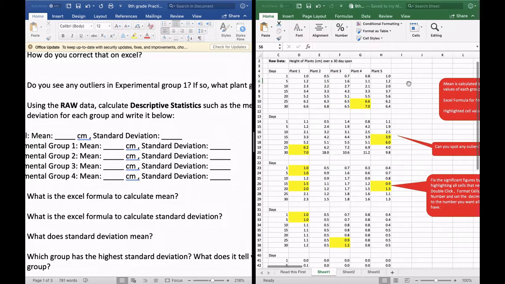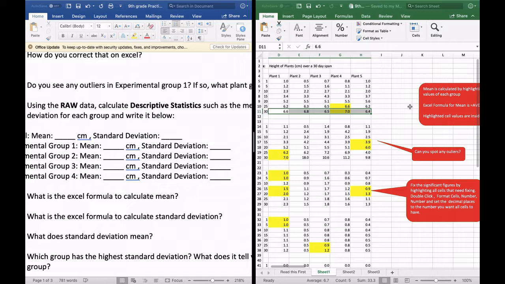So instead of having to input all of these numbers in a calculator one by one, Excel has calculated the mean for all 5 plants over a period of 30 days. Again, depending on what you're investigating, you could have done the mean of all 5 plants at the end of the experiment, at the end of 30 days. But again, that's up to you and whatever you're investigating.